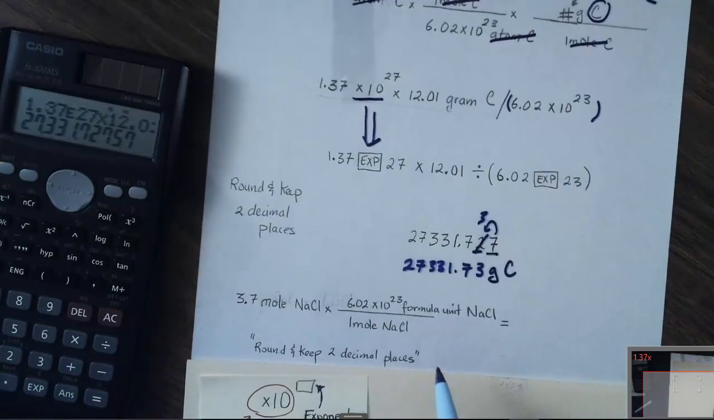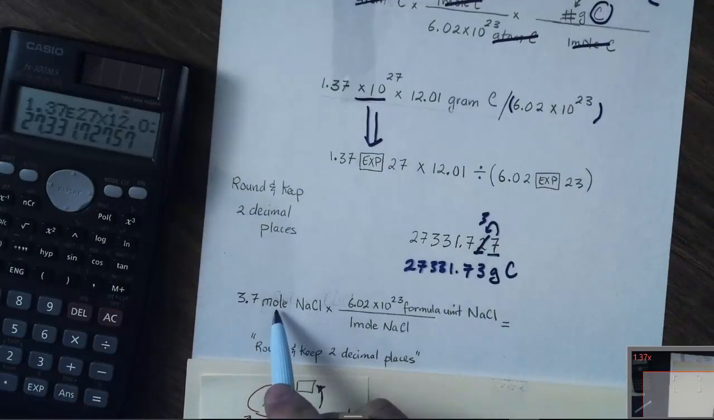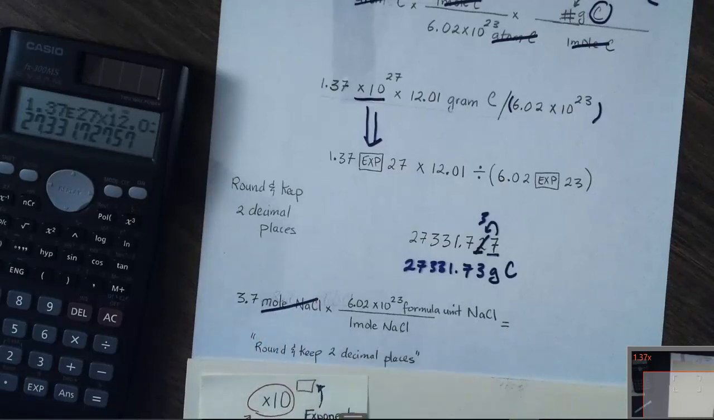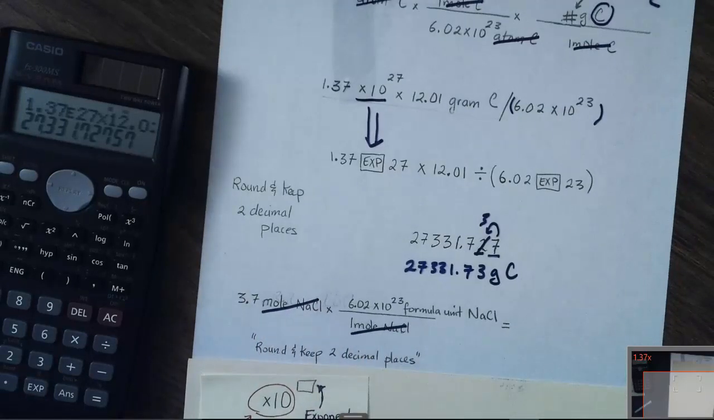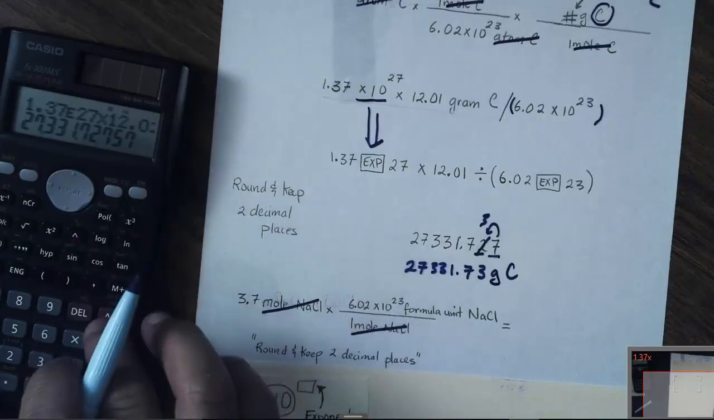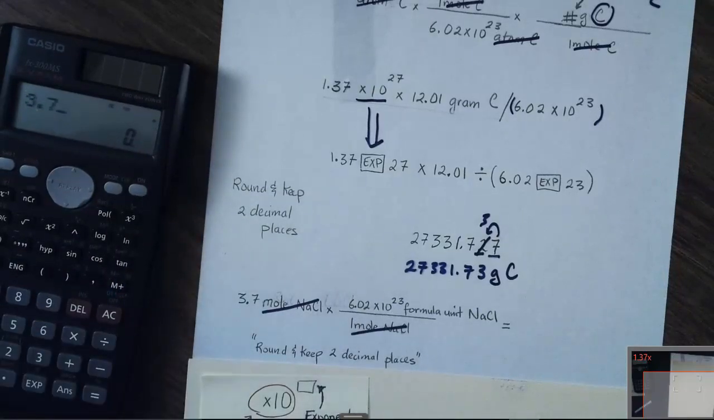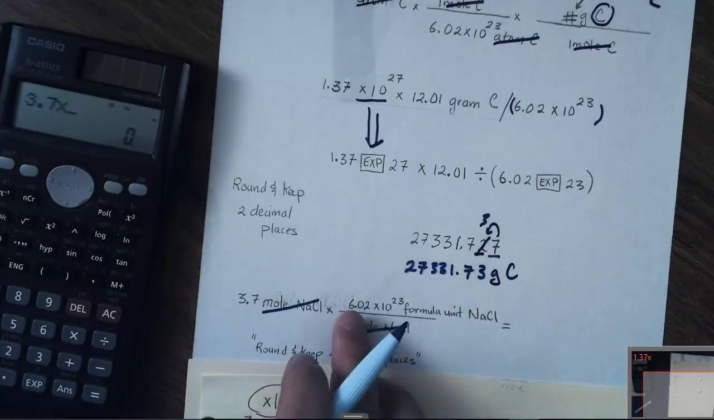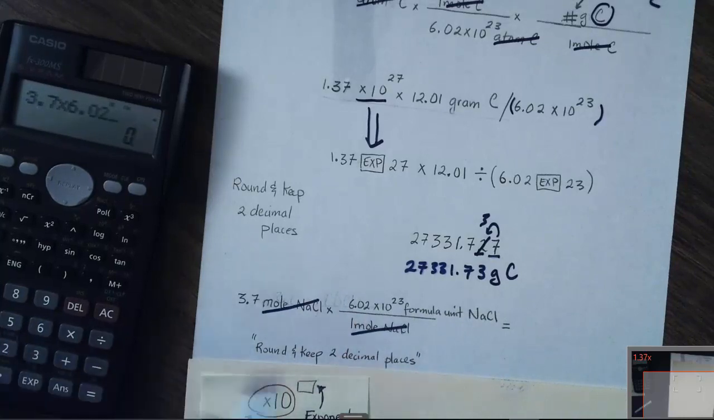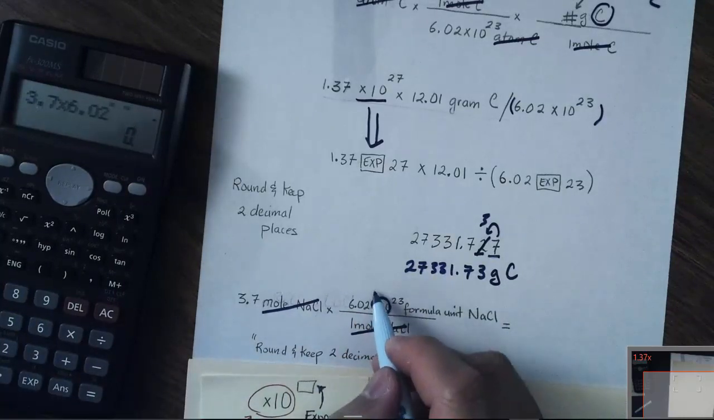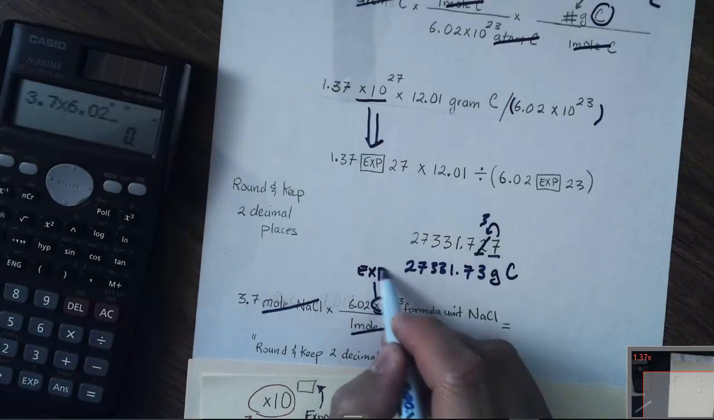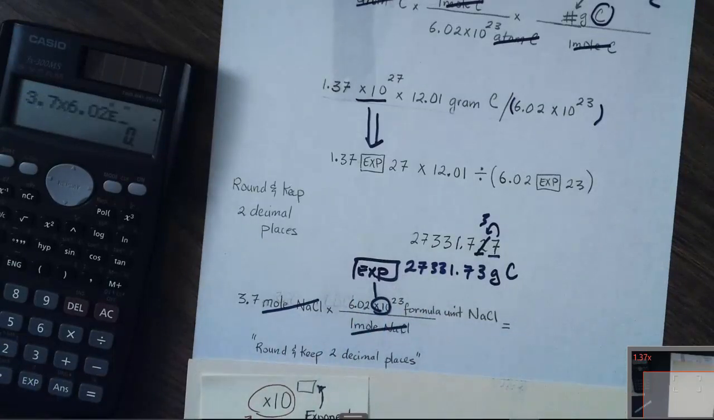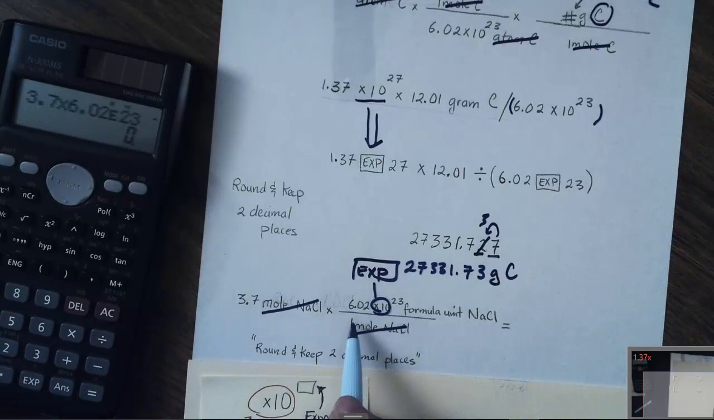Let's try another problem. First, we have to cancel out the unit and the chemical that are divided by each other. Moles of sodium chloride cancel out. And we plug this into the calculator. 3.7, multiply everything on top first, and then divide on the bottom. So in this case, 6.02, and again, this is represented by the button EXP. So we just press EXP and 23. And we can ignore divide by 1 because anything divided by 1 equals itself, and we have a number.